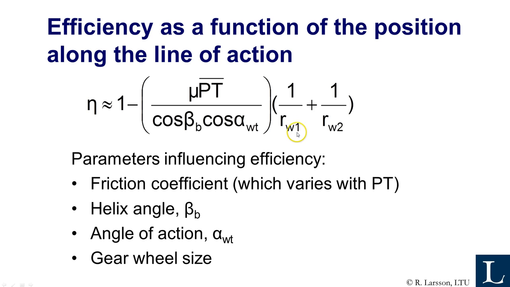So the bigger the number is here, the smaller this number is, and this number will be smaller. So the bigger the wheels are, the more efficient it will be.